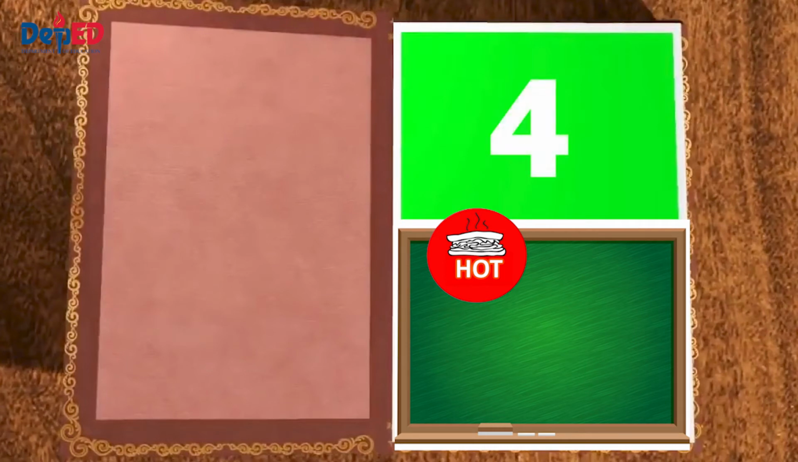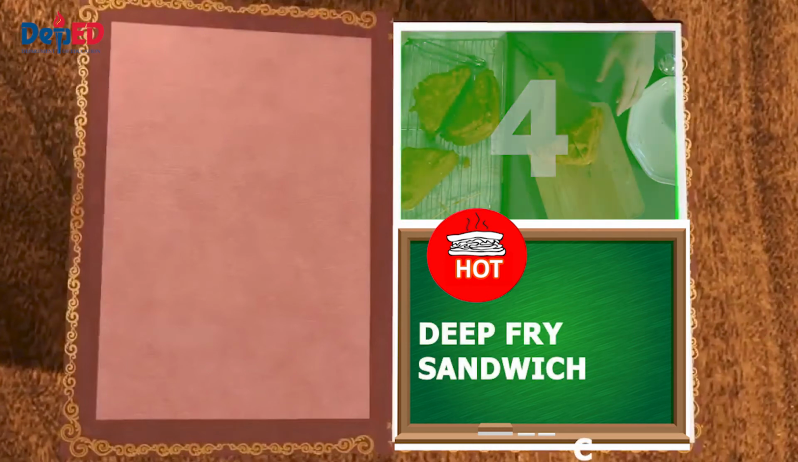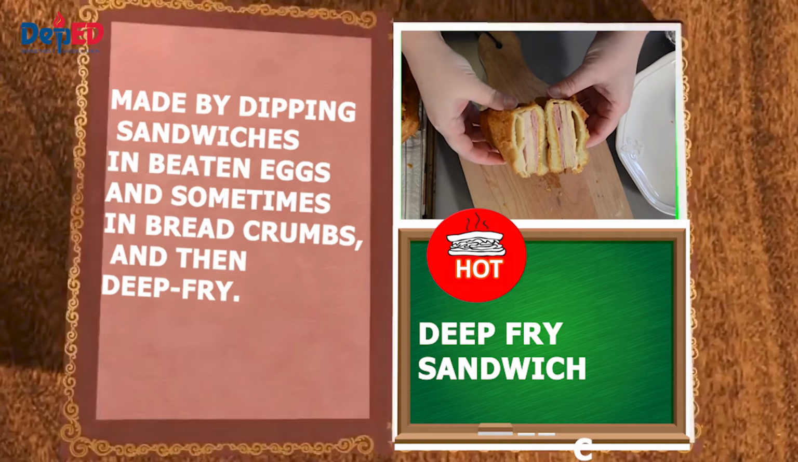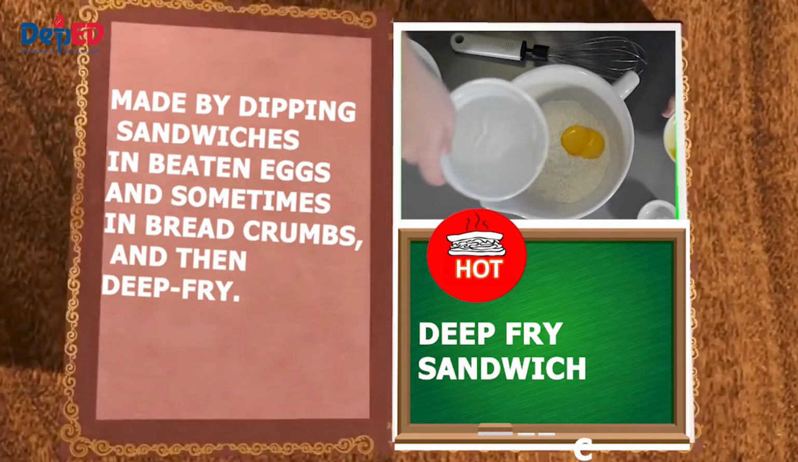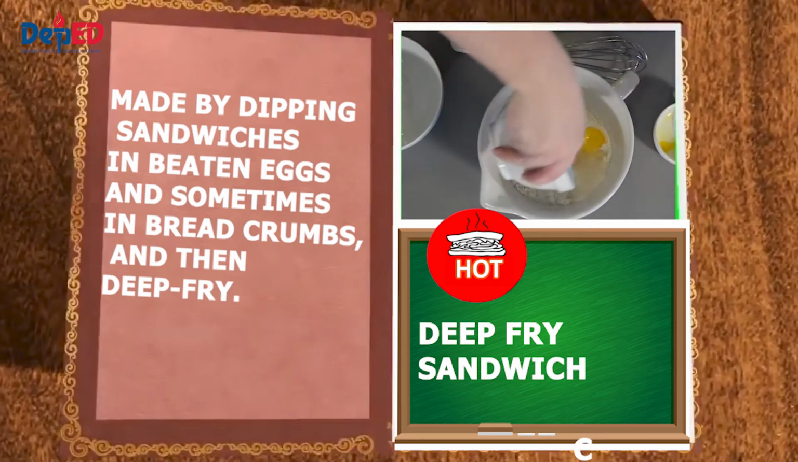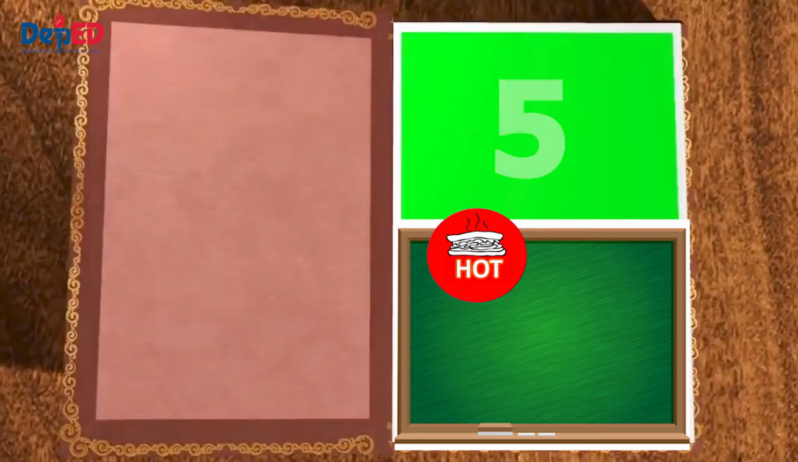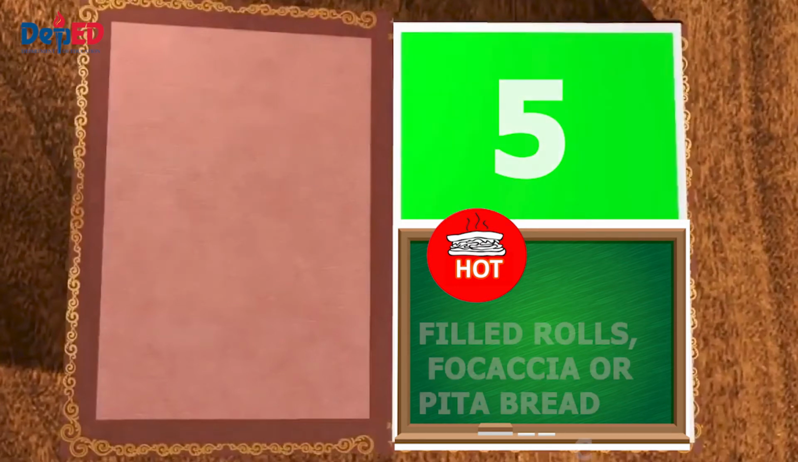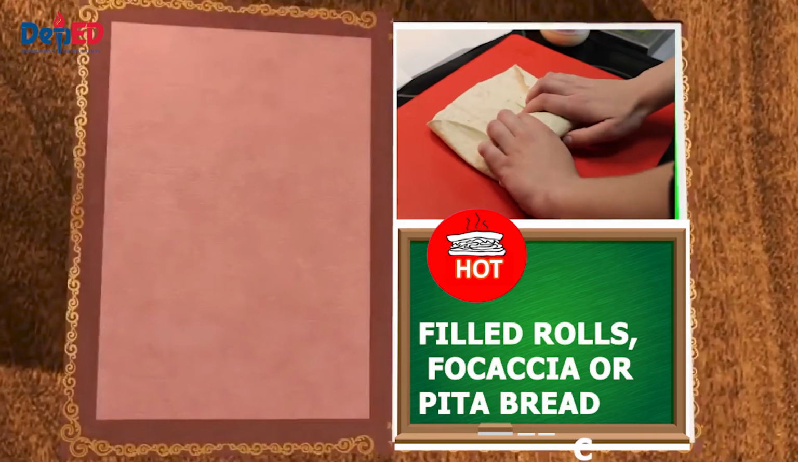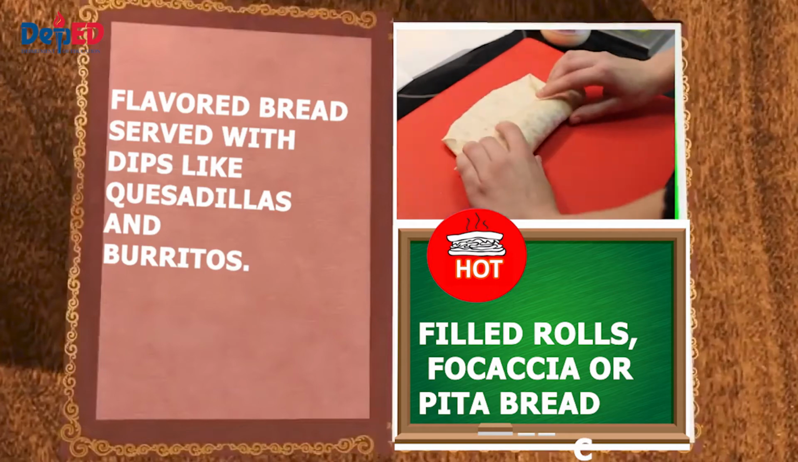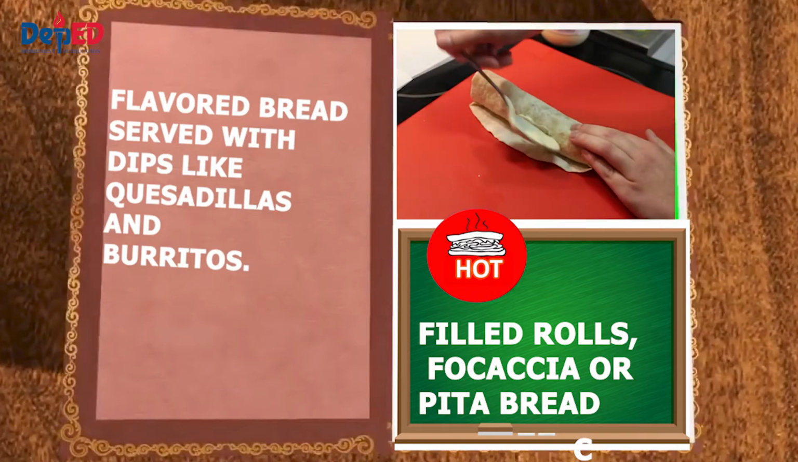Another type of hot sandwich is the deep-fried sandwiches. Deep-fried sandwiches are made by dipping sandwiches in beaten eggs and sometimes in breadcrumbs and then deep frying. And last but not the least are the filled rolls, focaccia, or pita bread, flavored bread served with dips, like quesadillas and burritos.